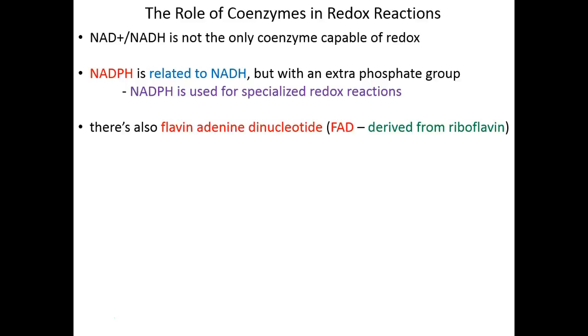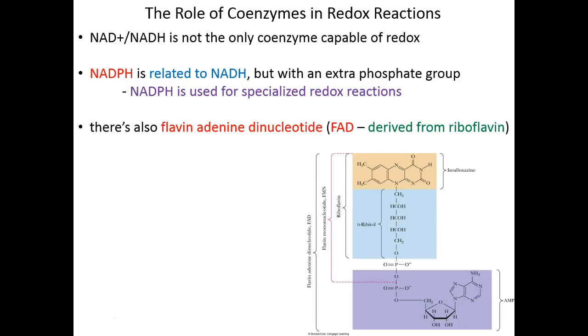We also will see FAD quite a bit. That's flavin adenine dinucleotide, derived from the vitamin riboflavin, which we know is important for us as well. This is what FAD looks like. You'll see it has a purine group, a ribose sugar, 2 phosphates, then this ribitol group linked to, I won't even try to say what this is, but this 3 fused ring structure called isoalloxazine. This is where the nuts and bolts happens for this reaction.